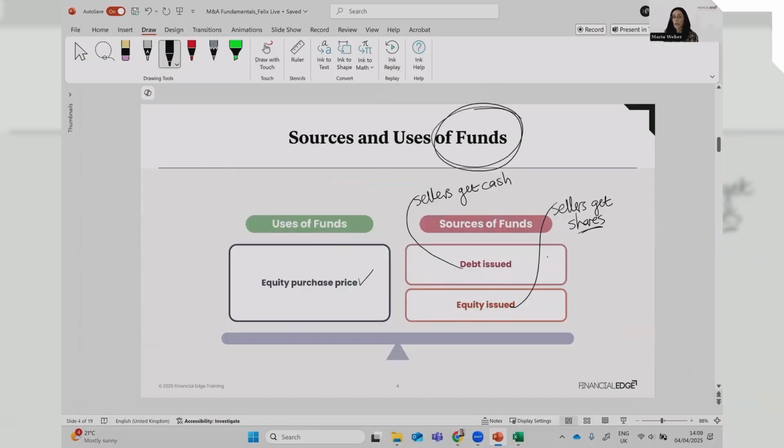Now, very often, if you have a big deal, you're going to use a mixture of the two. You're going to use some debt and you're going to use some equity.